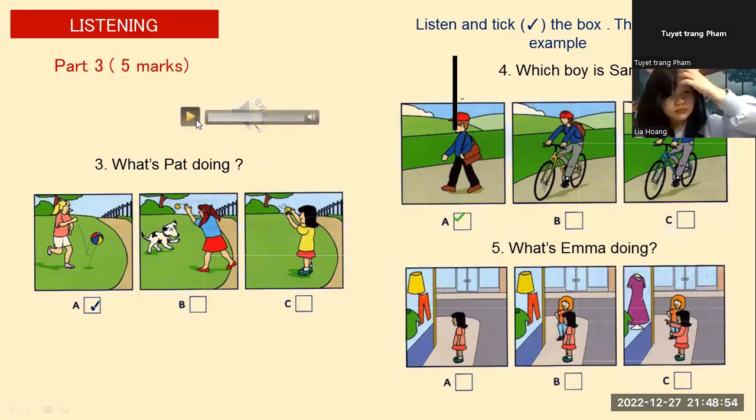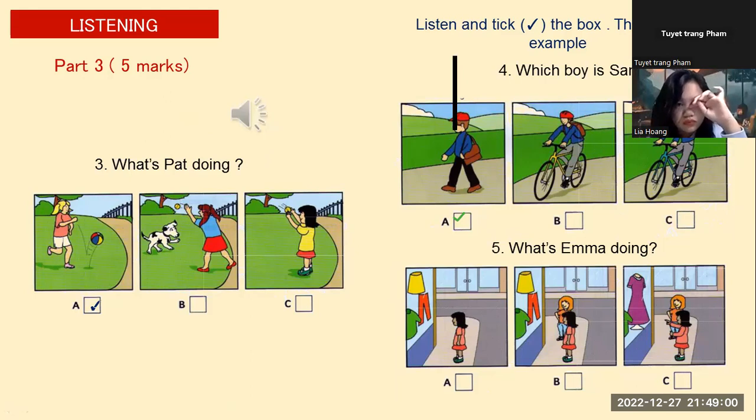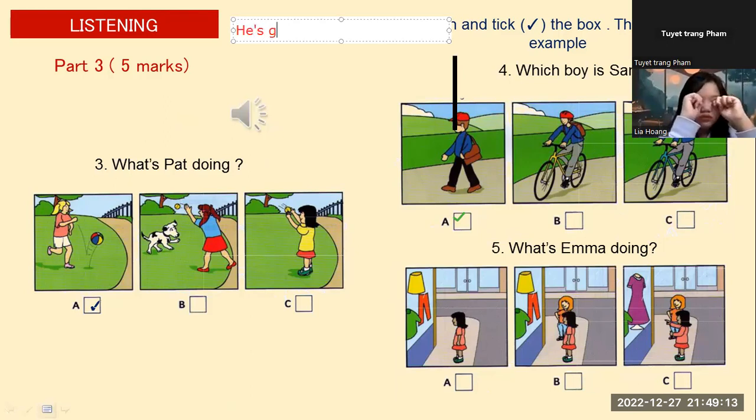Listen and look. There is one example. Which is Anne? Is Anne in the living room? No, her sister's in the living room. Anne is in the bedroom. Is she playing with her toys? No, she's putting them in the cupboard.